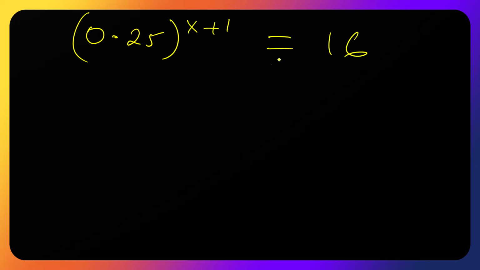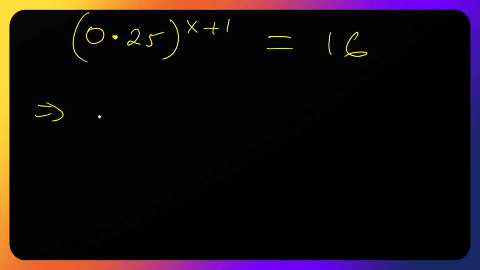Now let's observe this. 0.25 to the power of x plus 1 equals 16. Now when we take 0.25 on the calculator, let me test mine. 0.25, that will be 1 over 4. But how do we get that 1 over 4? Remember the trick. This is the point.